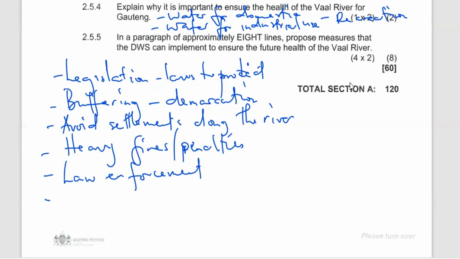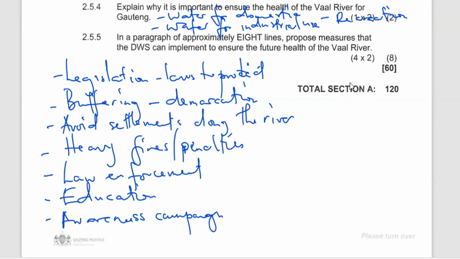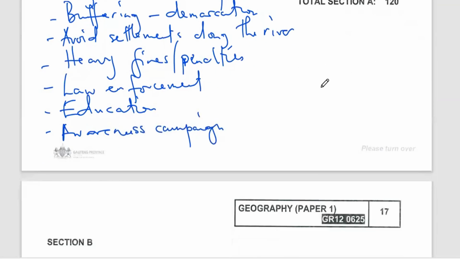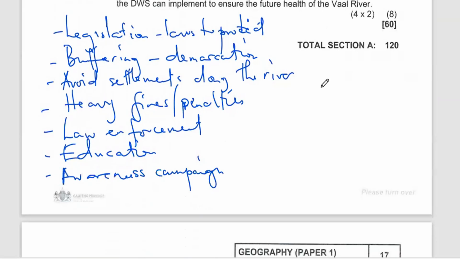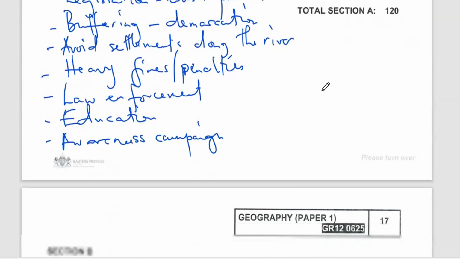And also we can talk of education, educating the general public on the dangers of polluting the river. Or we can use awareness campaigns to make sure that people are conscientized of the need to maintain the rivers and the catchment areas so that the Vaal River is kept healthy for future uses. Those are some of the strategies that you can talk about.